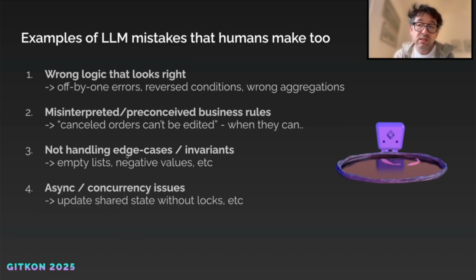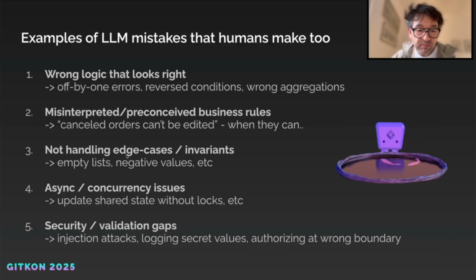More complex, let's say you're working with asynchronous or concurrency issues, where you have shared states across multiple threads or processes. This is something that an AI can get wrong, definitely, just as a human can get wrong. Once again, it's super important to guide an AI right on the requirements and how things are supposed to work.